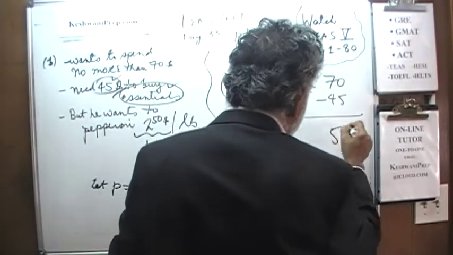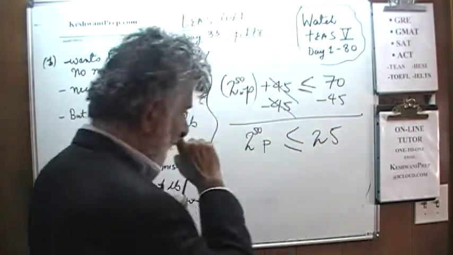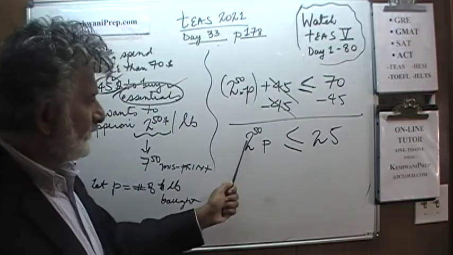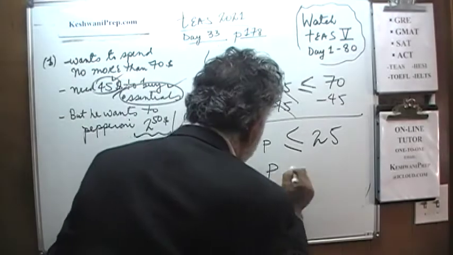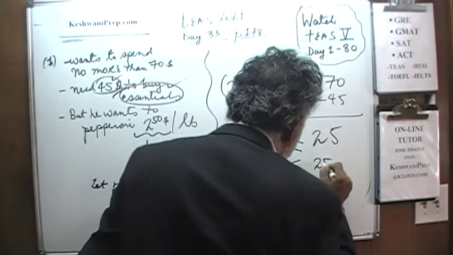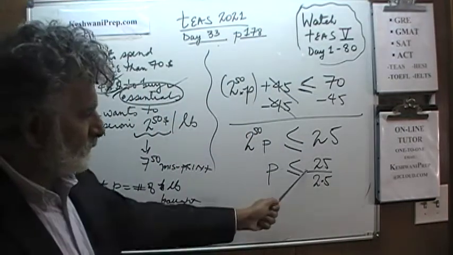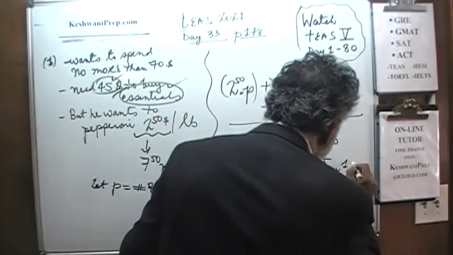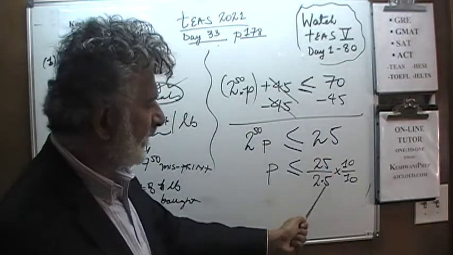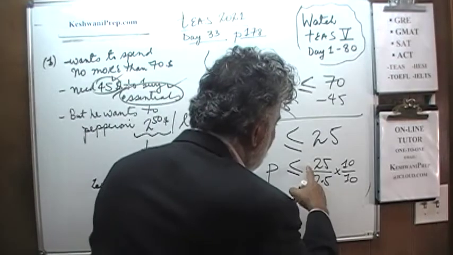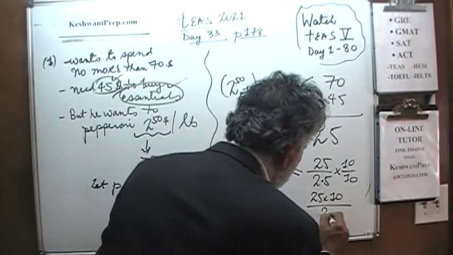70 minus 45 is 25. There you go, 25. Now divide both sides by 2.5, and you will find that P has to be less than or equal to 25 over 2.5. And if you don't know how to do that, just multiply top and bottom by 10. So to get rid of this 2.5, you multiply top and bottom by 10. On the top, we end up at 25 times 10, and on the bottom, we end up at just 25.